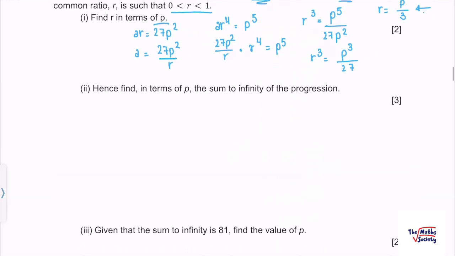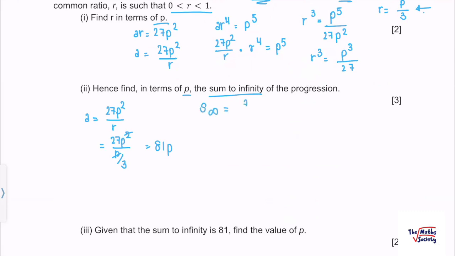And they say that hence, in terms of p, find the sum to infinity. So we need to find the sum to infinity. So let's get the a first. So a was 27p squared divided by r, right? So that's 27p squared divided by p by 3. Because it's p squared and p, you'll get 81p.